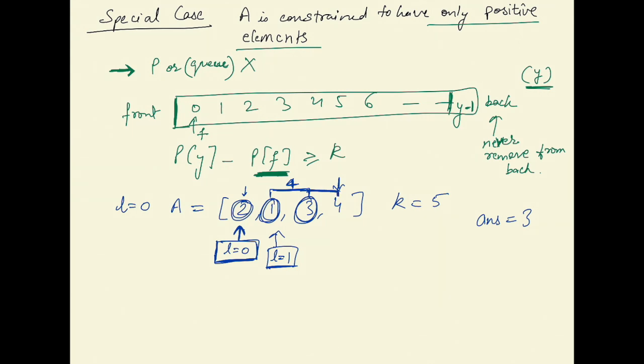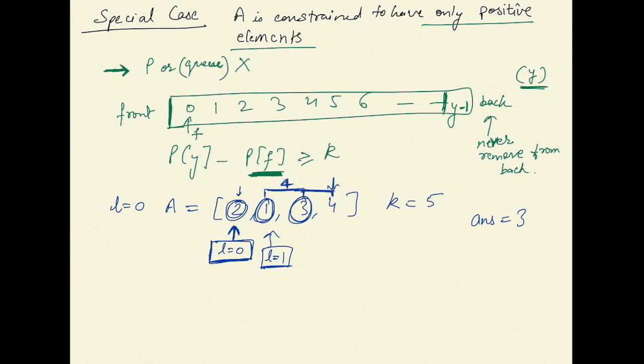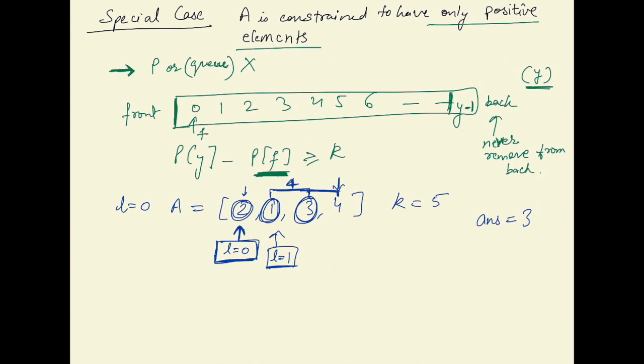So is 8 greater than k? Yes. But the answer is already 3. We can't do better. Now we'll try to shrink this. Whenever we get a sum greater than or equal to k, we'll try to shrink this by increasing our L. So L is 2.